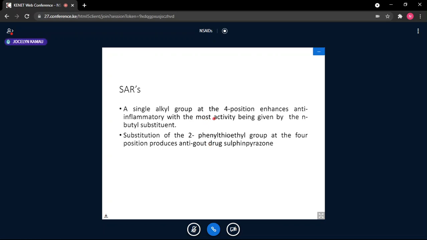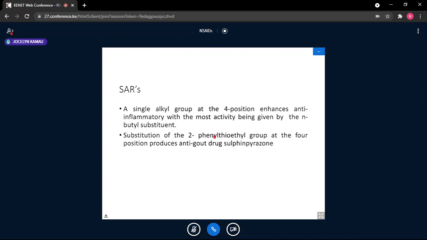The single alkyl group at the 4th position enhances anti-inflammatory activity, with the most activity being given by the N-butyl substituent. So that substituent is not there by mistake. The N-butyl in phenylbutazone and in oxyphenbutazone is there because it is responsible. It was a group that was found to be responsible for maximum activity.